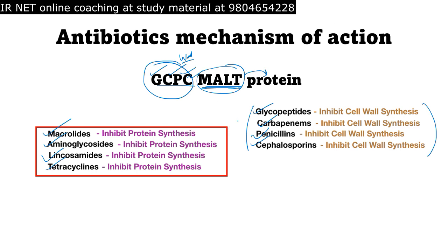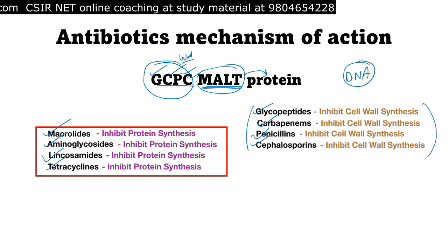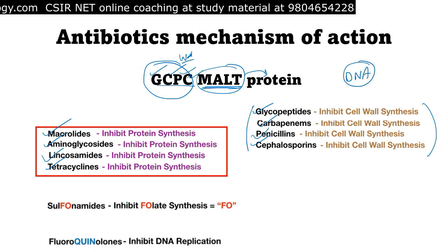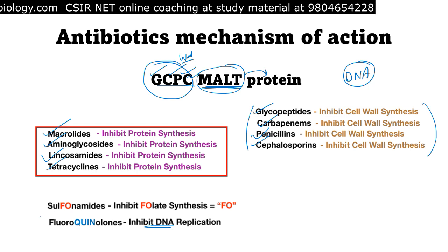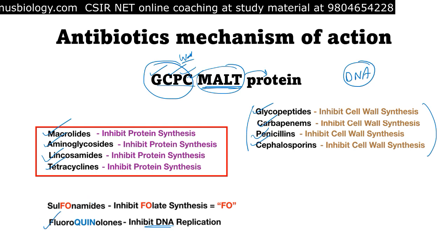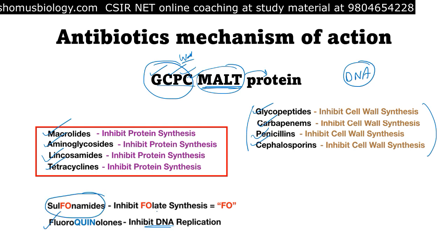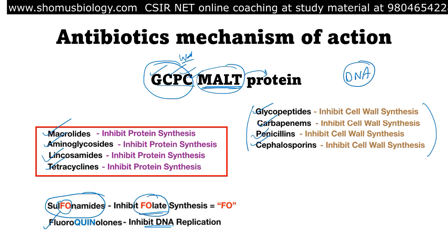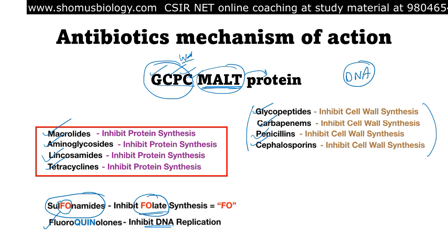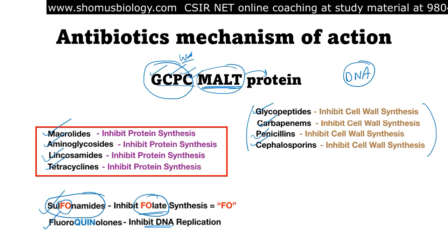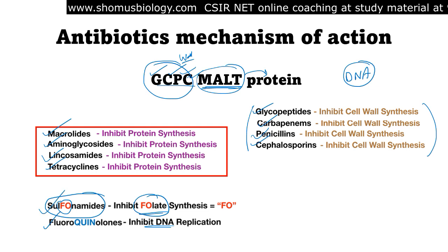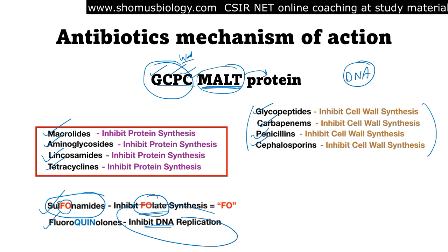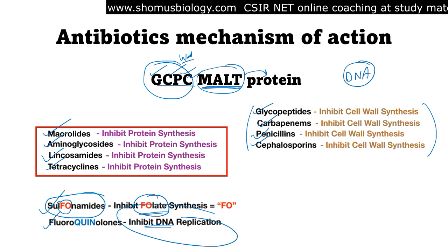But apart from that, there are 2 more types. One is the DNA synthesis inhibitor, which is kind of unique. And remember, I told you fluoroquinolones are DNA synthesis inhibitors. So you can easily remember that. You don't need any mnemonic. And sulfonamides: sulfo, F for folate or folic acid synthesis pathway, deals with the folic acid biosynthesis pathway. So sulfonamides inhibit folate biosynthesis, and fluoroquinolones inhibit DNA replication by degrading the DNA.